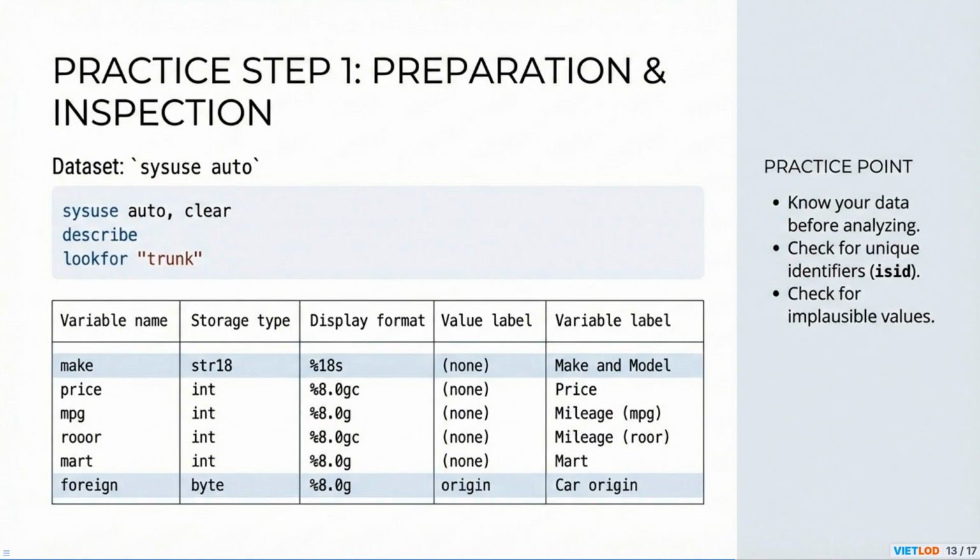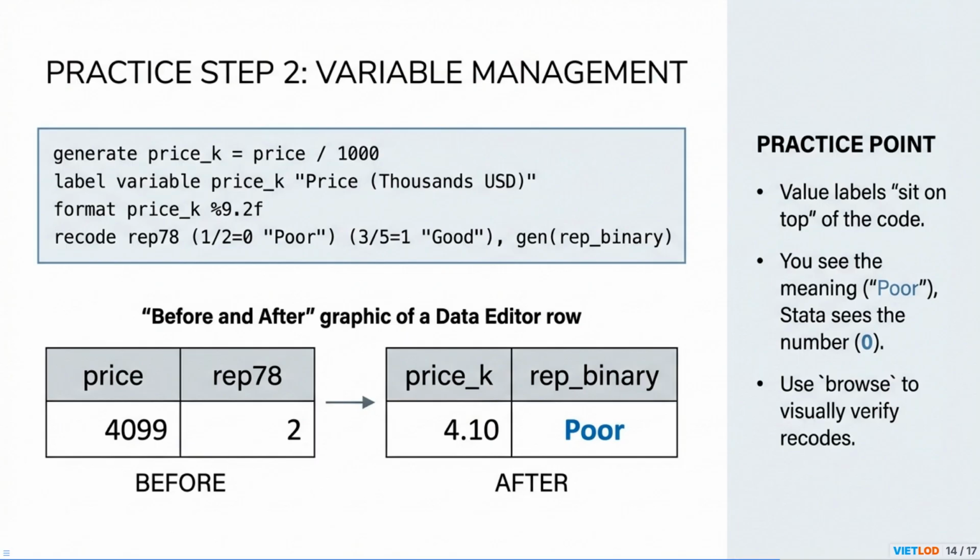This slide focuses on the crucial first step of any data analysis, preparation and inspection. We begin by loading Stata's built-in auto dataset using sysuse auto, clear. The describe command is essential here, providing a summary of each variable's properties, including its name, storage type, display format, and labels, as illustrated in the table below. We also use lookfor trunk to search for variables containing "trunk". The practice points remind us to always know our data, check for unique identifiers using commands like isid, and scrutinize variables for any implausible or erroneous values before proceeding with analysis.